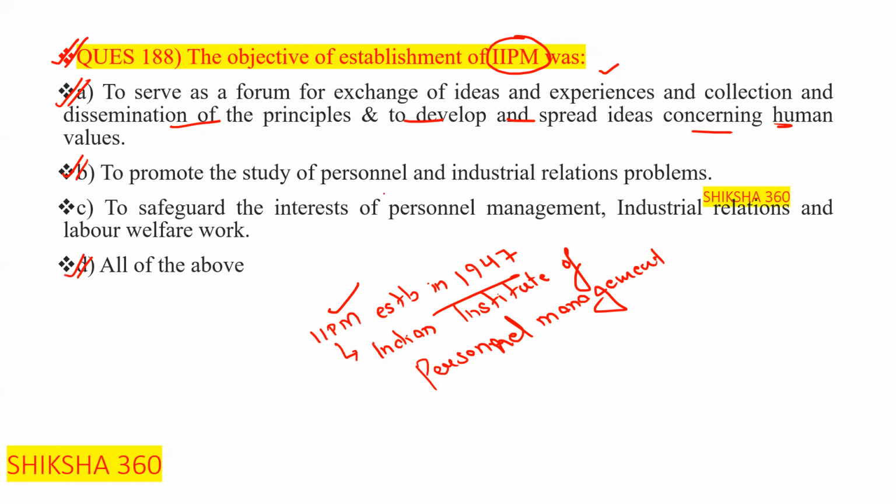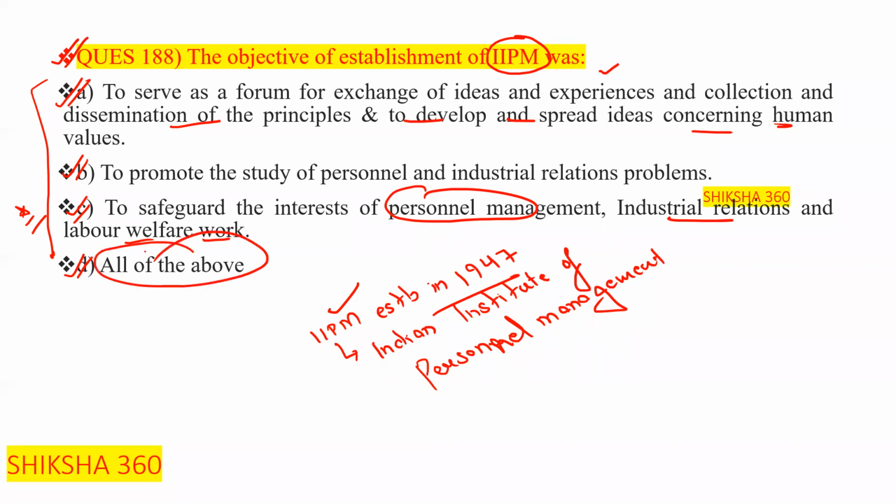Third one, to safeguard the interests of personnel management, industrial relations, and labor welfare work. This one is also correct. These points we have already discussed, and in the examination they have directly asked what is written in the book, same to same line. That's why I tell you, please go through the videos once again. We have discussed all these things line by line. So option number D is the answer, that is all of the above.